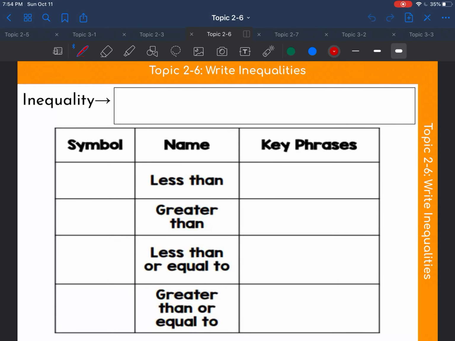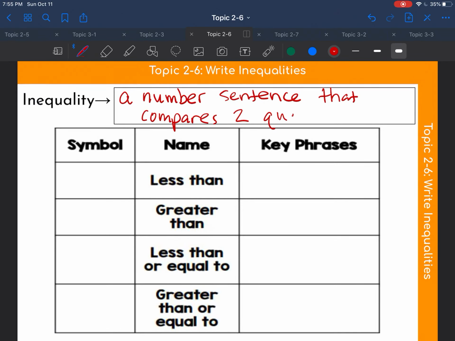Hello, sixth graders. Today we're going to begin topic 2.6, which is about writing inequalities. Before you write an inequality, you need to know what an inequality is. An inequality is a number sentence that compares two quantities. When we have inequalities, we're comparing two things and using some symbols. We have seen the symbols before, but we're going to discuss them right now.